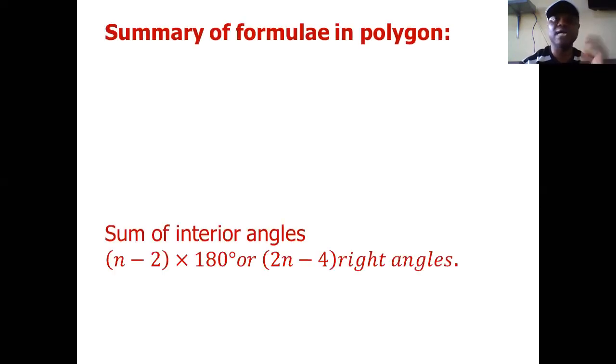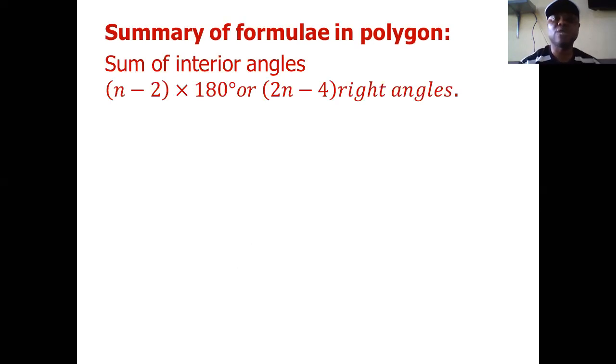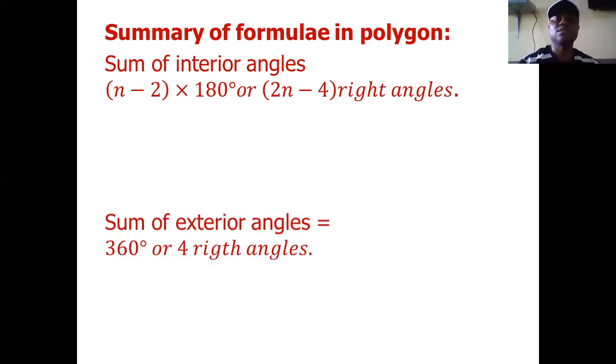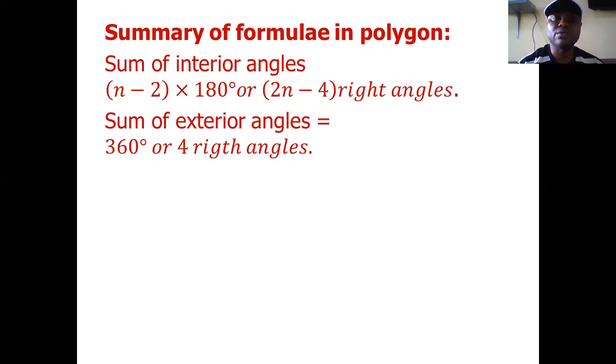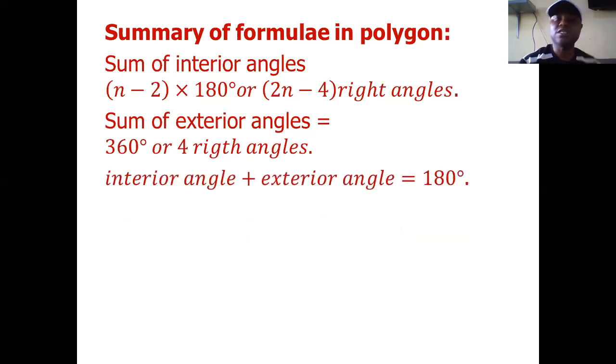Okay, let's get the summary of what you need. I want you to be armed with it. Sum of interior angles is n minus 2 times 180 degrees, or 2n minus 4 right angles. Whichever one is still correct. Sum of exterior angles is equal to what? 360 degrees, or 4 right angles. 4 right angles means 4 times 90 degrees. Interior angle plus exterior angle is equal to 180 degrees.